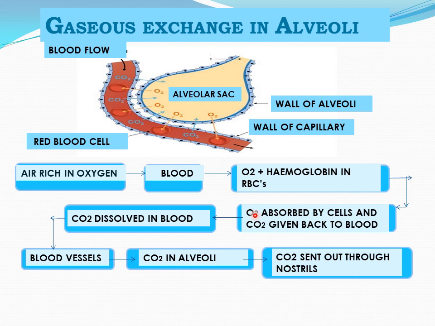Now again blood is deoxygenated, CO2 is dissolved in the blood, and ultimately it moves towards the blood vessels. Then the blood in the blood vessels has more carbon dioxide, and then it moves towards the alveoli, and then carbon dioxide is sent back through the nostrils into the atmosphere.